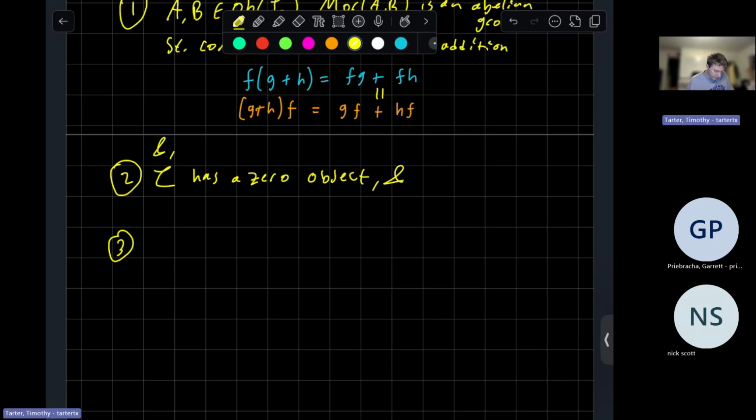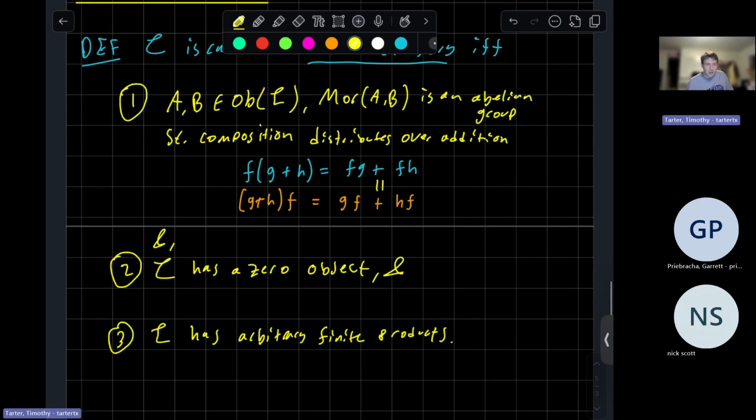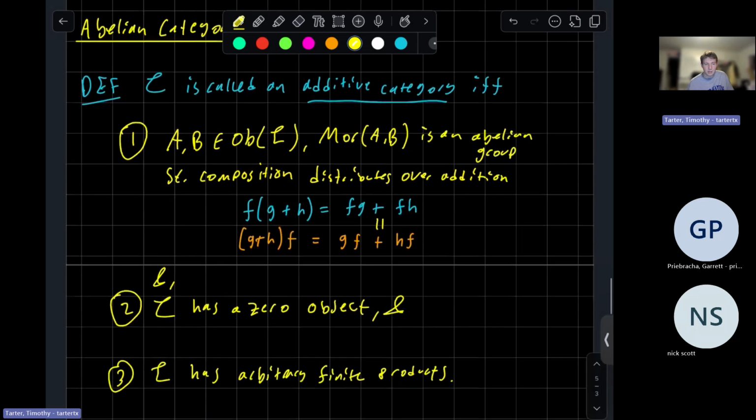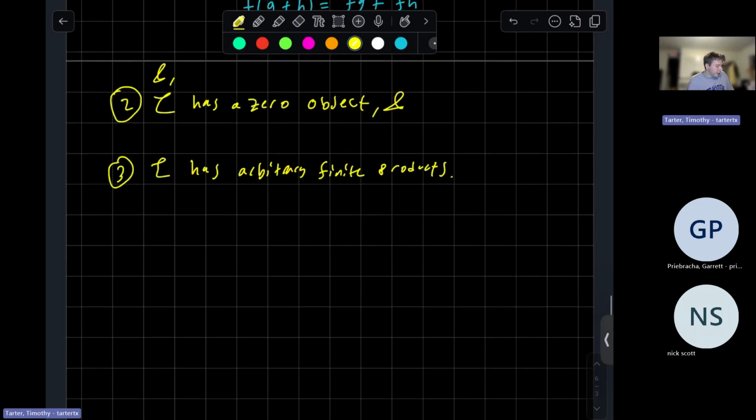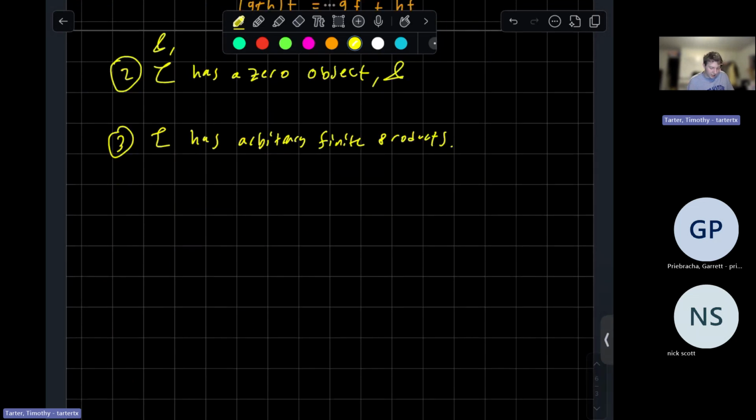And then finally, C has arbitrary finite products. And this is so that we can define the limit of a category nicely, or the fibered product nicely.